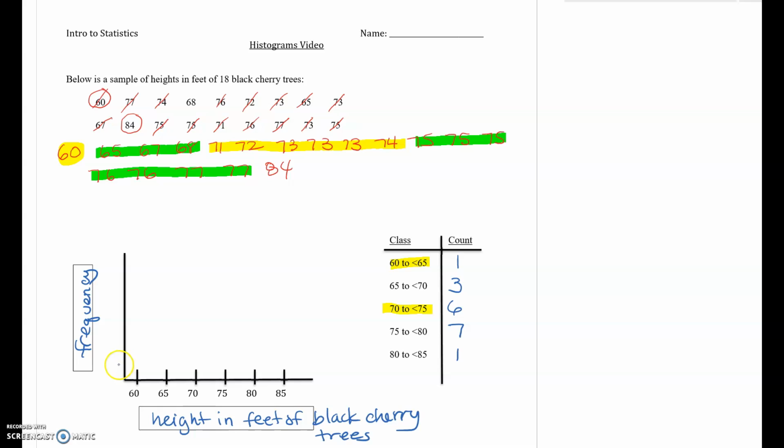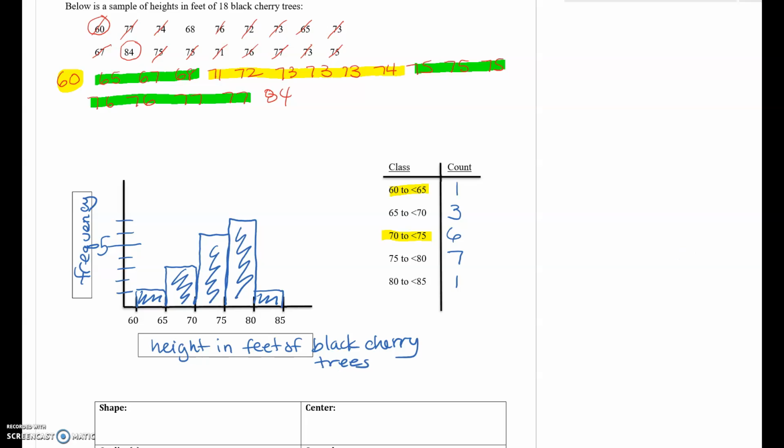I'm going to put in my markings for 1, 2, 3, 4, 5, 6, 7 is my highest. So here's my 5. I like to label that. And then I'm going to start drawing my graph. So 1, and then up 3, and then go up 6, and then for the next interval up 7, and finally 1. And I have my histogram completed. So that's like drawn together.